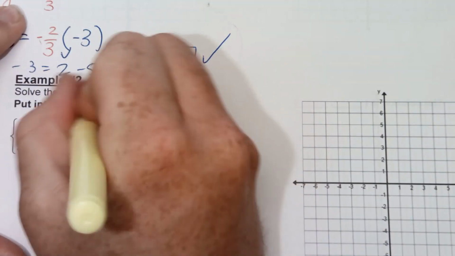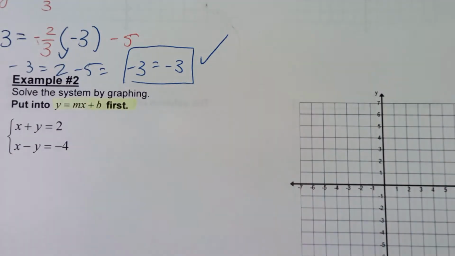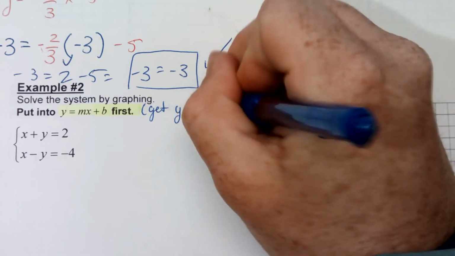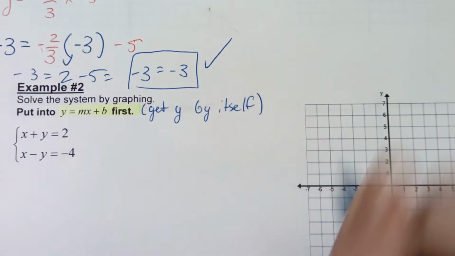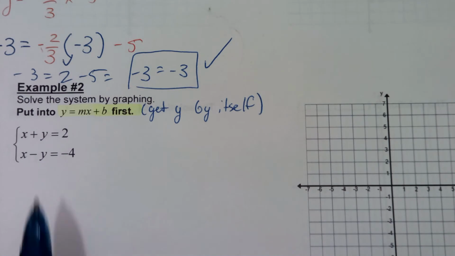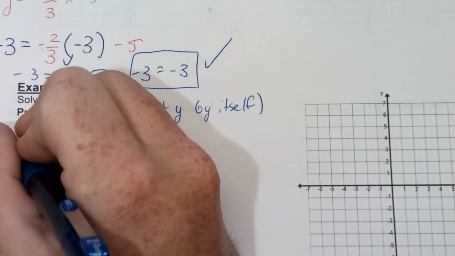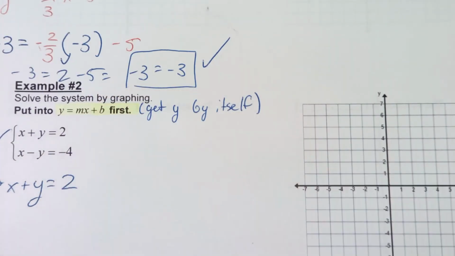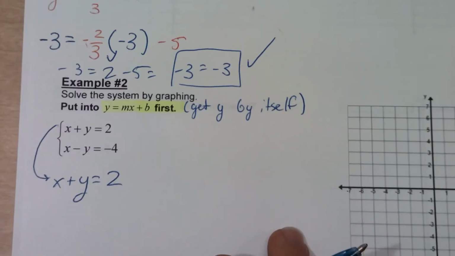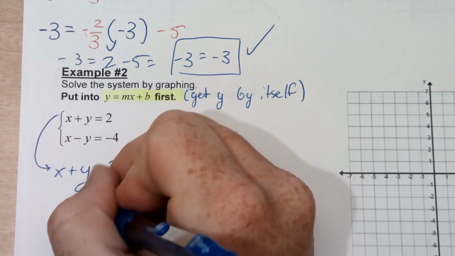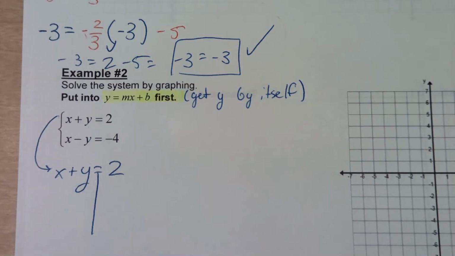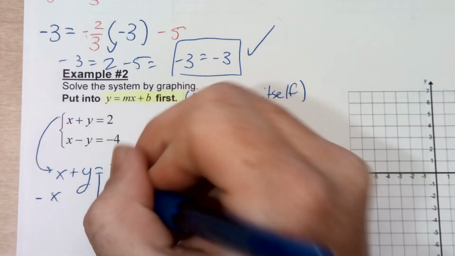First we're going to put them into y equals mx plus b form. So we need to get y by itself. This first equation is x plus y equals 2. I'm going to write it down here: x plus y equals 2. We have to move this x because that's the only thing on the same side as my y. Right now this is a positive x, so I want to do the opposite, which is a negative x. So I'm going to subtract x from both sides.